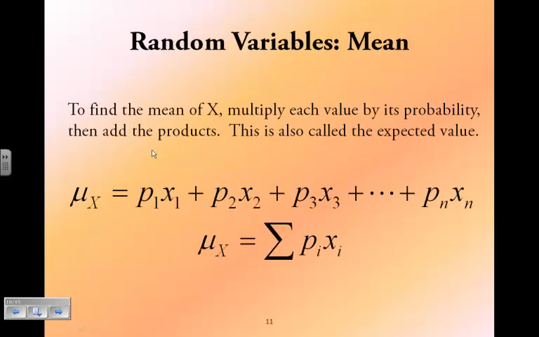Okay, here's another definition. If we have random variables and we want to find the mean of random variables, to find the mean of x, you multiply each value by its probability and then add the products. This is also called an expected value, so you should highlight that word, expected value, because you'll hear me use that a lot. Right now I'm just asking you to write down the formulas so that you will have them to refer back to, and the next time you're in class, we will be doing a lot more of these concrete examples and calculating expected values.